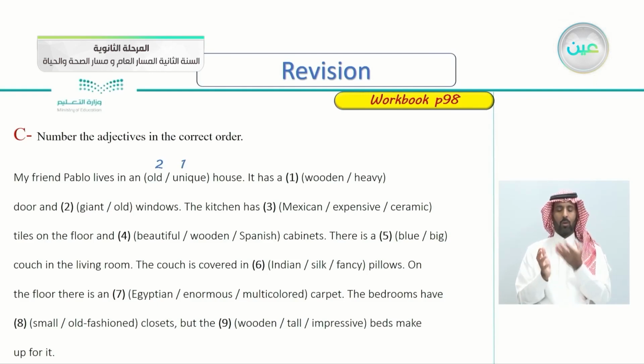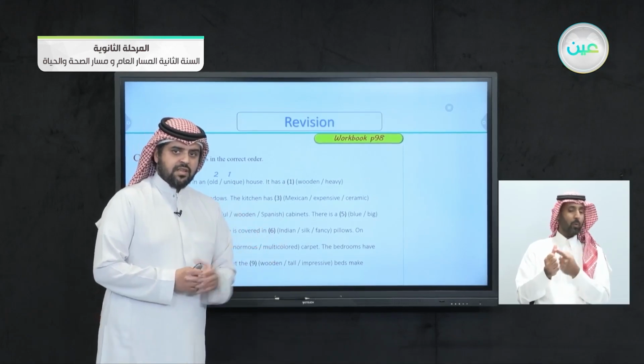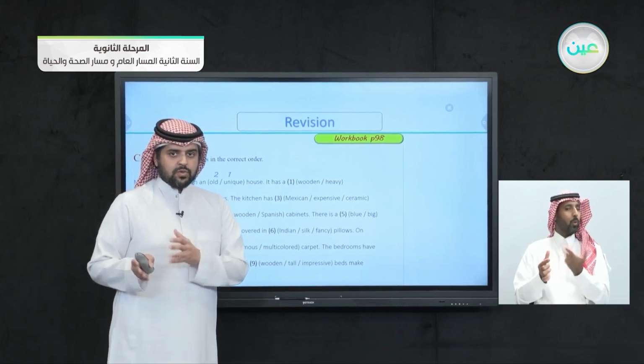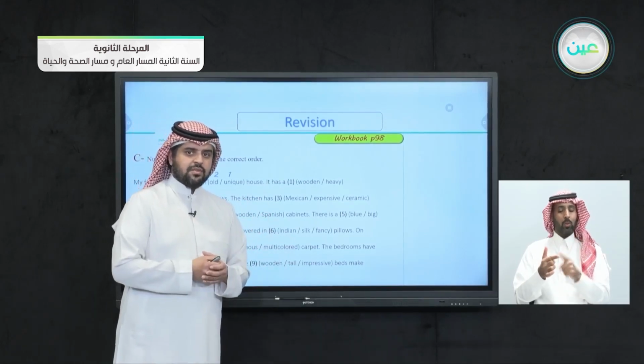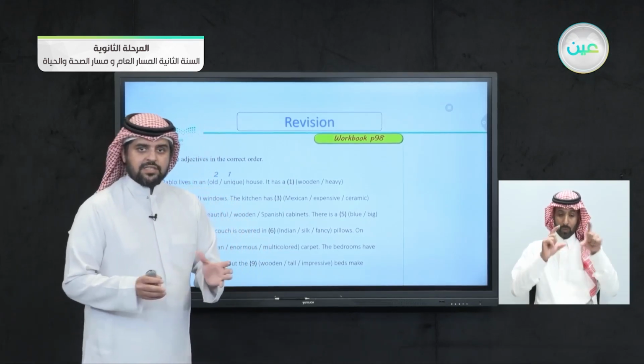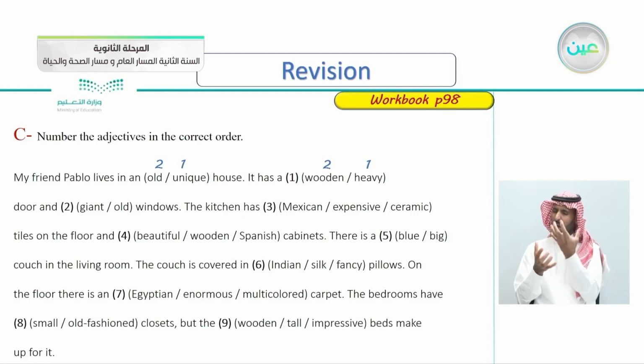Unique old house. So it has a wooden heavy door. Which comes first? Wooden, the material, or heavy? Which one is number one and which one is number two? You can open your book and the grammar page to check out the grammar itself. Okay, let's see the answer here. So it has a heavy wooden door and giant old windows.